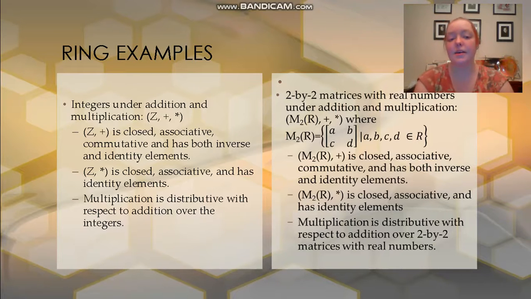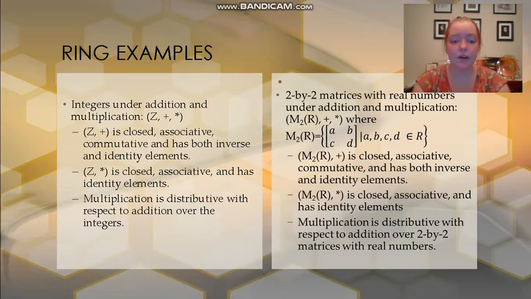So the first axiom means that it has to be an abelian group under addition, which means it is closed. We know it is closed, associative, commutative, and it has both an inverse, which is going to be the negative counterpart to any matrix, and we know that it has an identity, which is going to be the zero matrix. So it is an abelian group under addition.